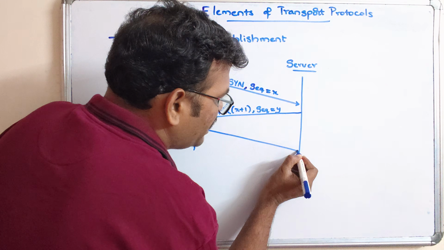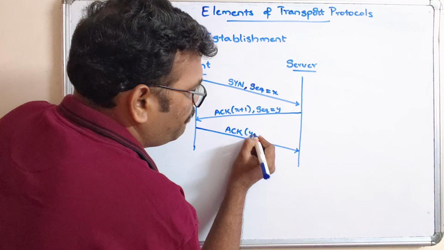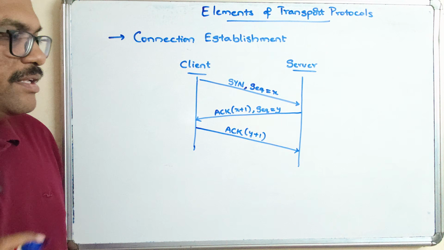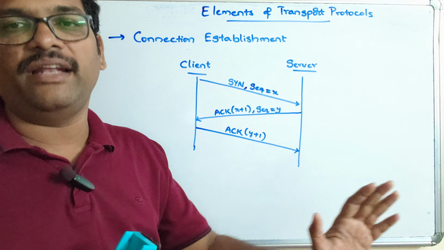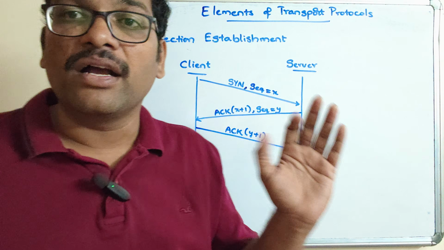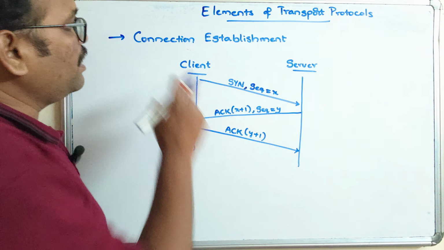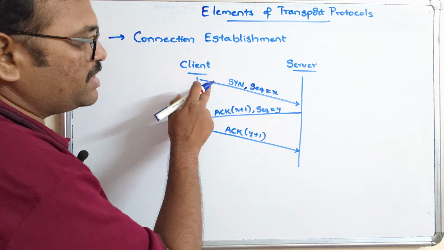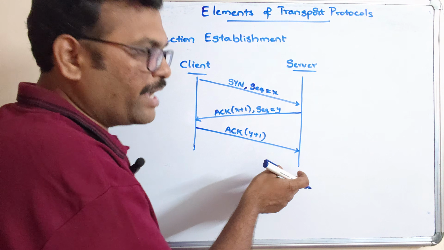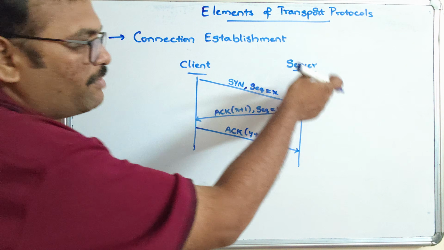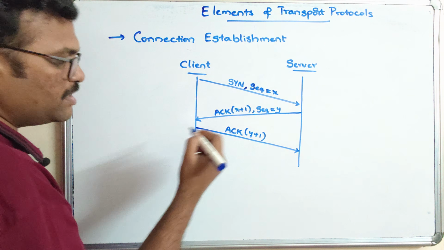Again the client will send one more message, that is an acknowledgement with y plus 1. So then it is ready to share the data between client and server. So three messages will be sent for connection establishment. One is a synchronization and acceptance with another synchronization, and again the acknowledgement. So two acknowledgements. Server will acknowledge the client and client will acknowledge the server. So here three messages are there.